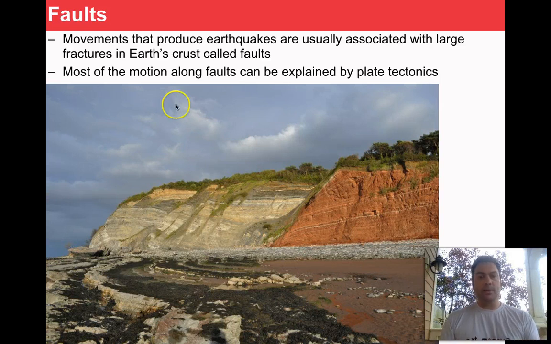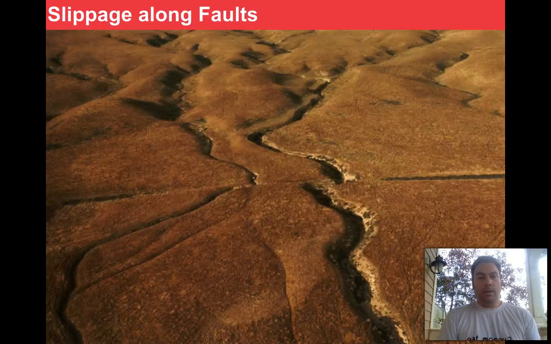Now, most of these fault movements can be explained by plate tectonics. Okay, plate tectonics is something we've been talking about since the very beginning of the class. So if you don't remember all the details of what moves the Earth's crust around and what might cause it to break, you probably should go back to some of those earlier lectures and review the plate tectonics video. So a fault is an area where things are moving on the crust.